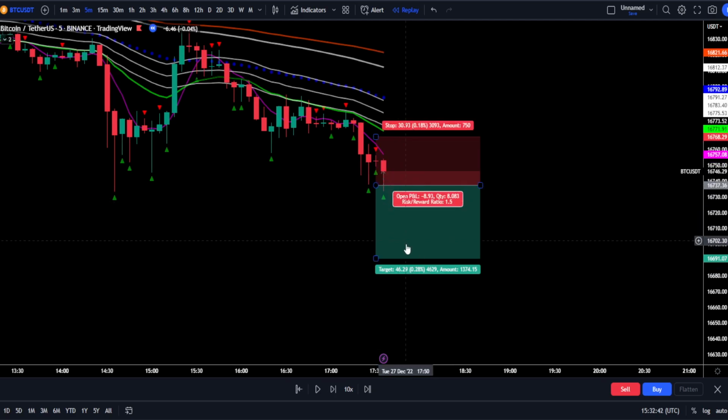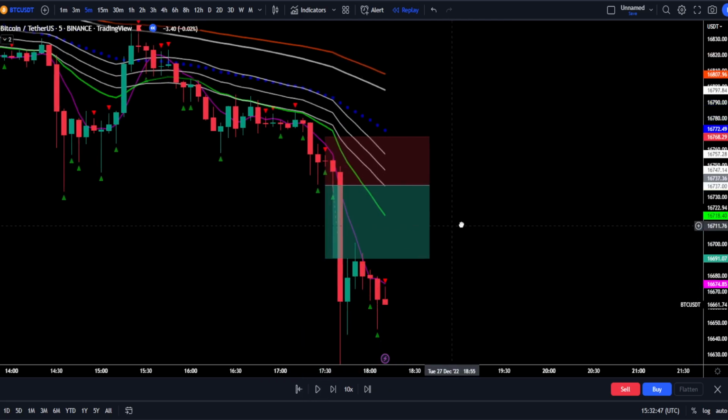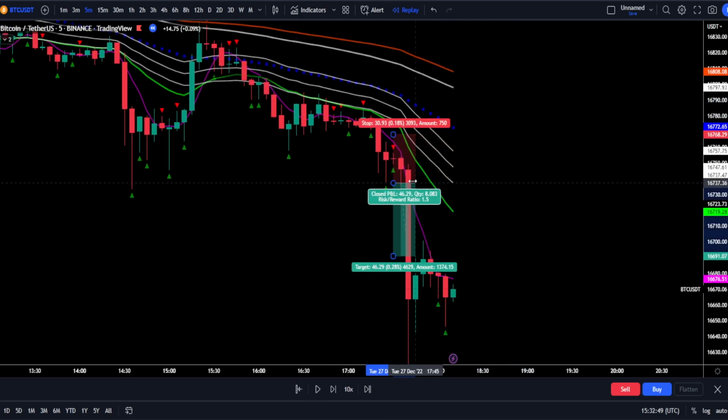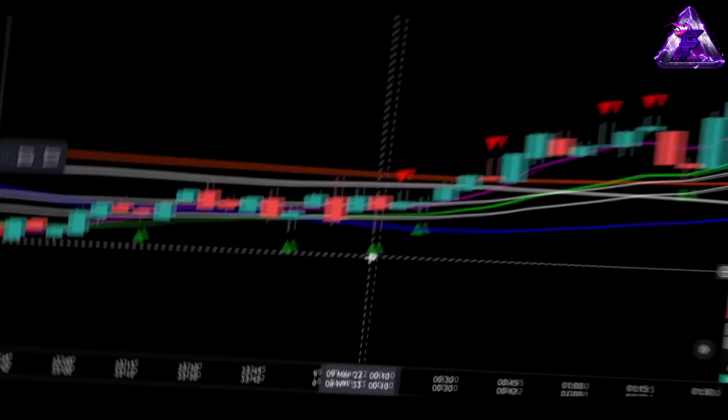So our sell order filled, and we're now safely in a short position. And as you can see, we managed to hit our take profit there fairly quickly. Okay, so now that we know the rules for this strategy, let's backtest the system 100 times and see what sort of results we can return.